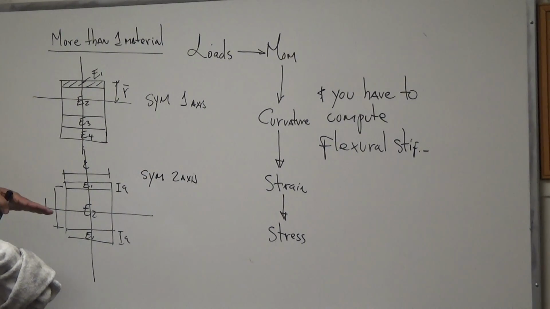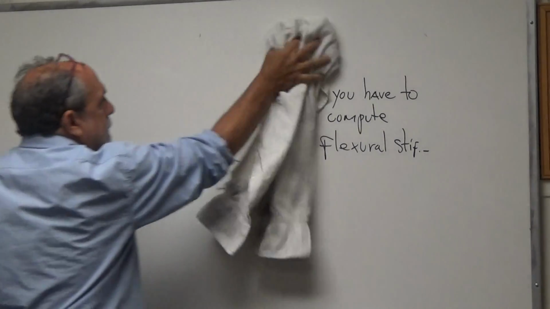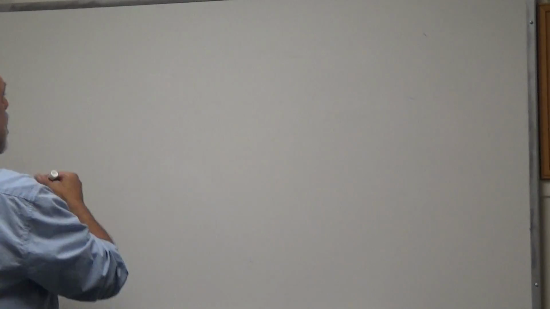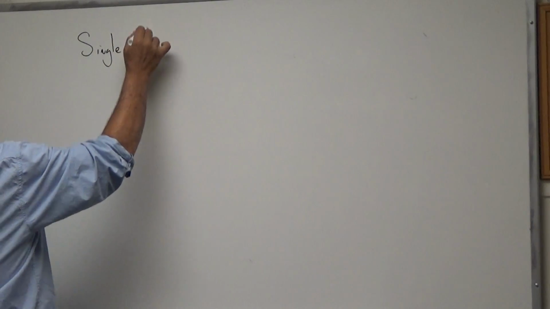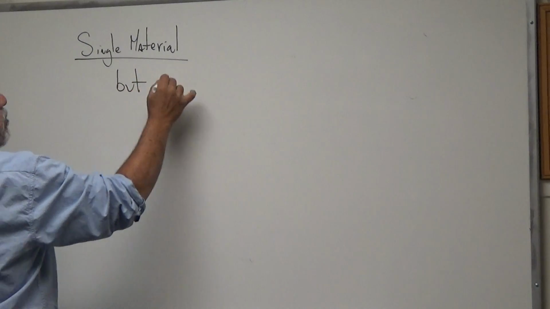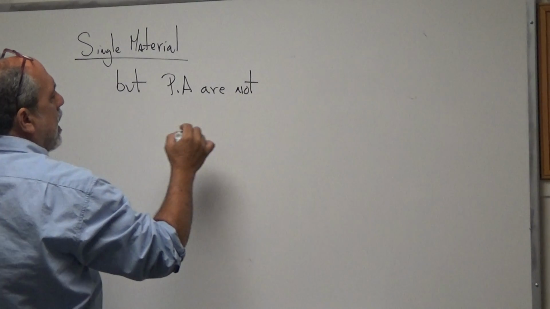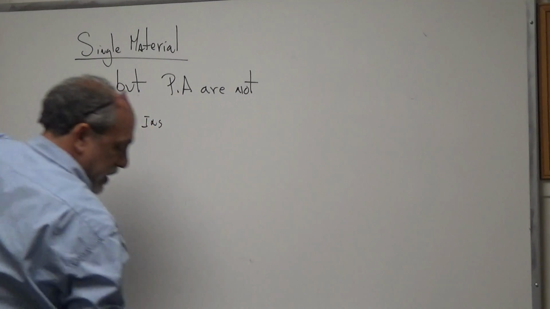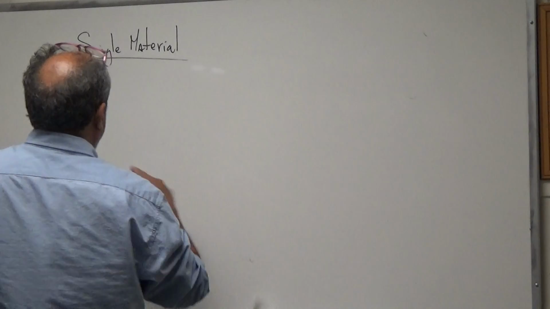Not more than one material, there is a single material. But the principal axes are not by inspection. Or actually, no, let's put it this way. There is no axis of symmetry, it's better to say.